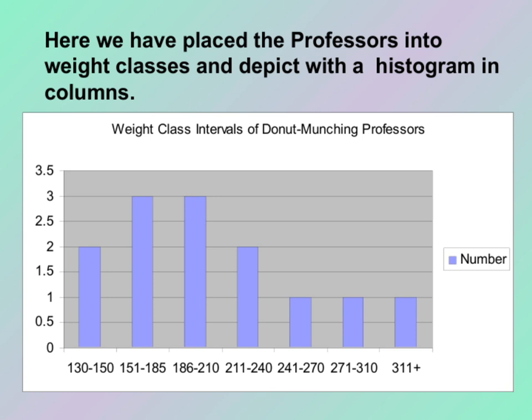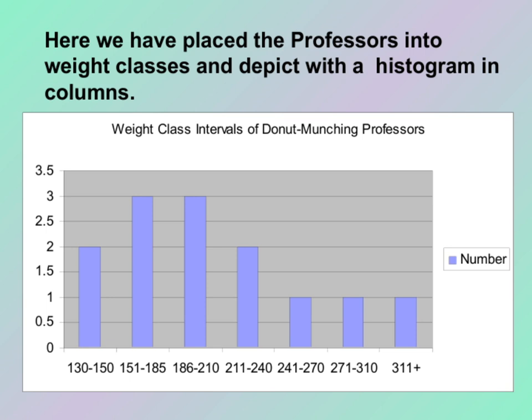What this means is that we've categorized these professors based on certain weight ranges, and then visualized those categories using columns. Each column represents a specific weight class, and the height of the column shows how many professors fall into that category. This setup helps us quickly see the distribution and identify where most of the professors are concentrated. By visualizing the data this way, it makes it easier to compare groups at a glance.